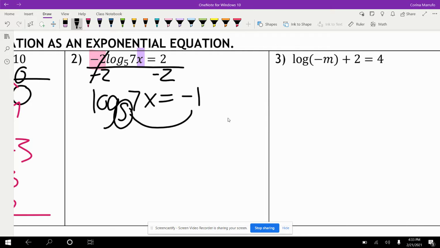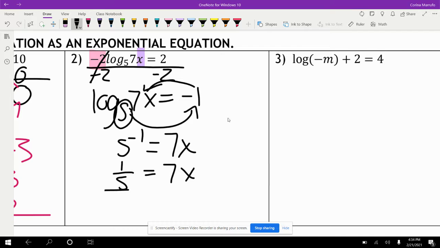It's going to be 5 to the power of -1 equals 7x. And 5 to the power of -1, remember, the negative exponent doesn't mean a negative number. It just means that it's in the wrong location. So when we write this as a fraction, this is going to be 1 over 5, and this is equal to 7x. Then we're going to divide both sides by 7. So 1 over 5 divided by 7 is going to give me 1 over 35.